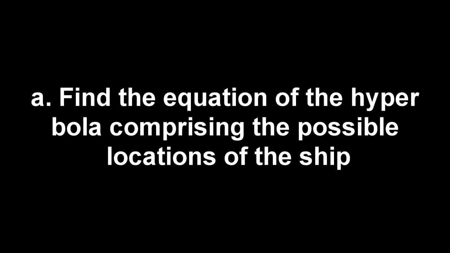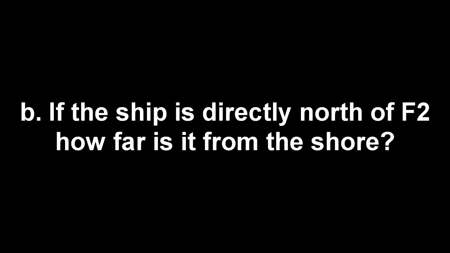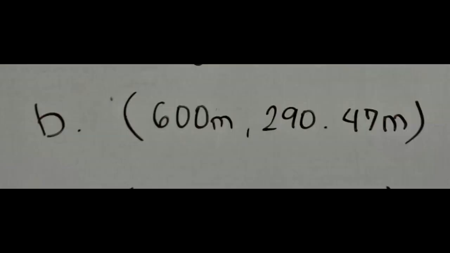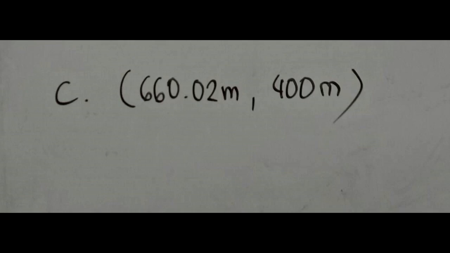A. Find the equation of the hyperbola comprising the possible locations of the ship. In A, x squared minus y squared minus 275,625 meters squared equals 0. B. If the ship is directly north of F2, how far is it from the shore? In B, (600 meters, 290.47 meters). C. If the ship is 400 meters away from the shore, what are its coordinates? In C, (660.02 meters, 400 meters).